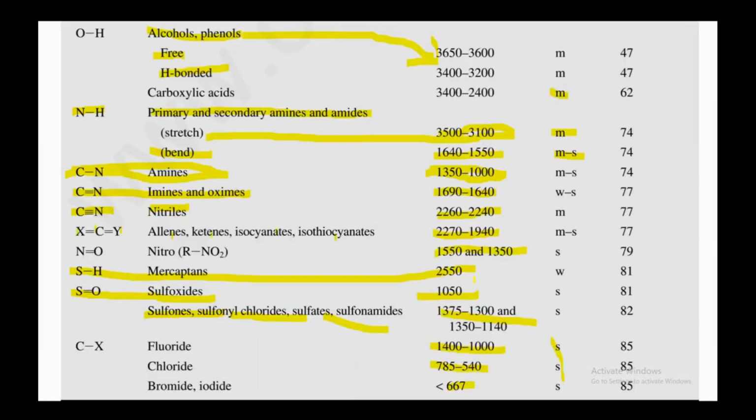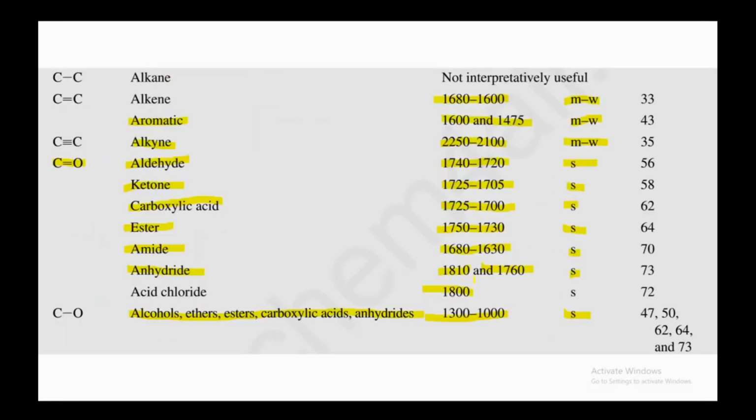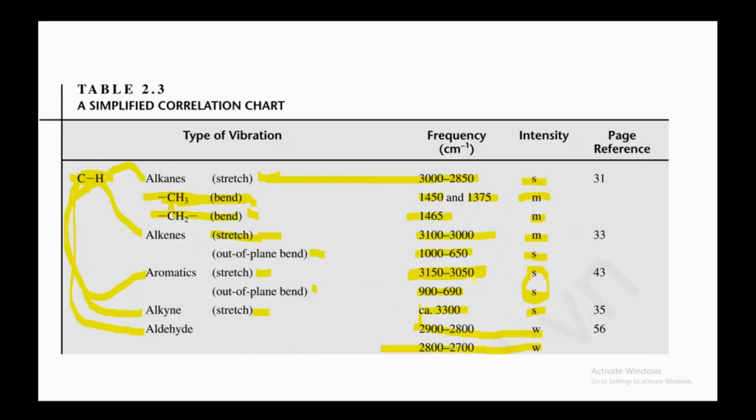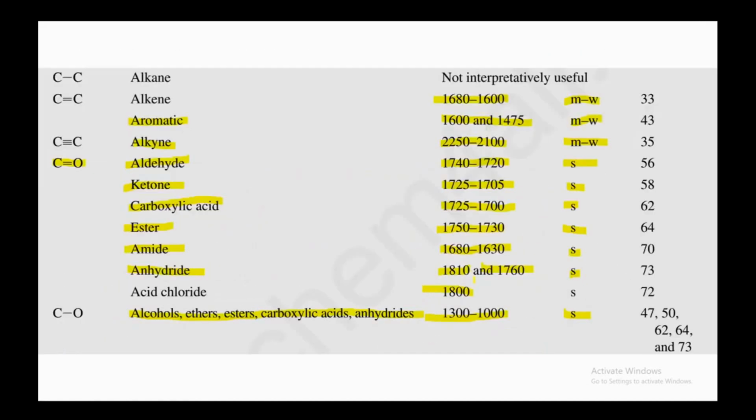Now I would like to end the talk here, and in the next topic I will be discussing how to approach the analysis of a spectrum, or what you can tell at a glance. So these are the useful tables and correlation charts, characteristic peaks that you can remember, and then from that you can go on to interpret the IR spectra and assign the peaks and do the assignments in IR spectroscopy.